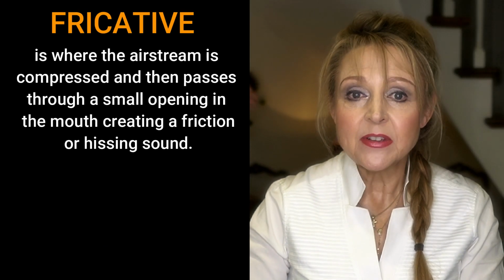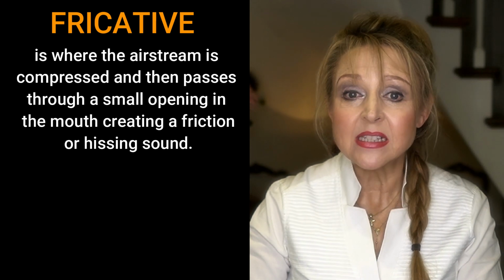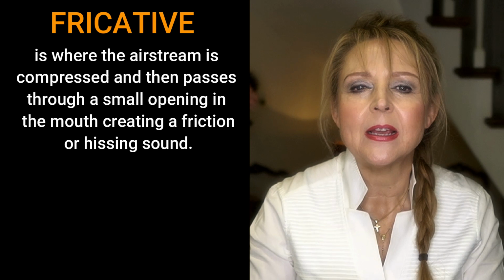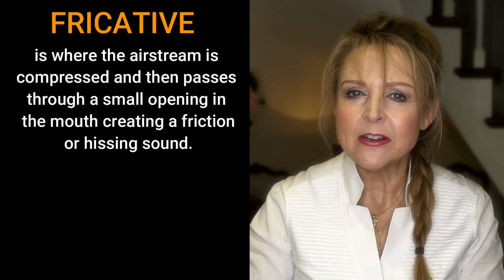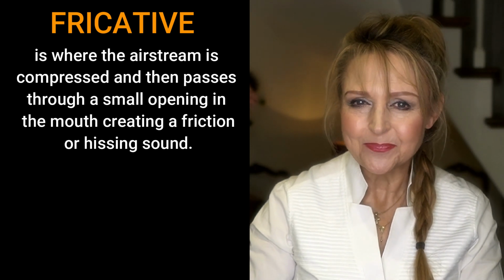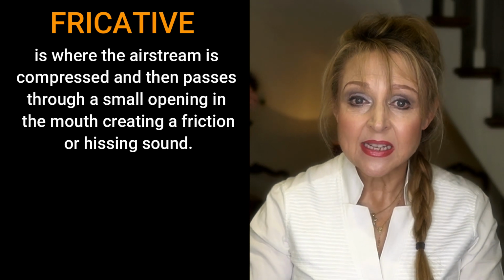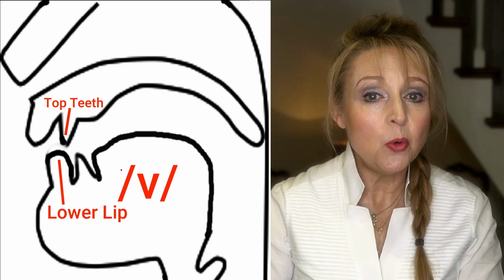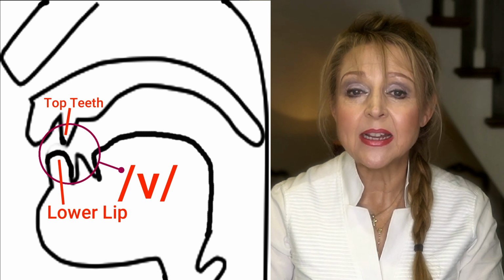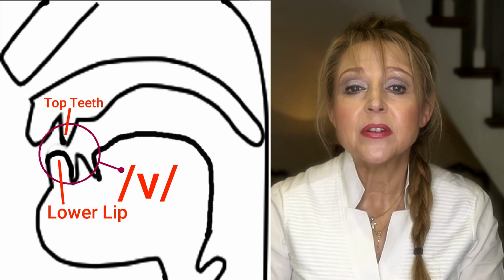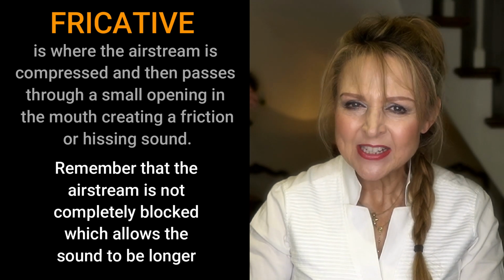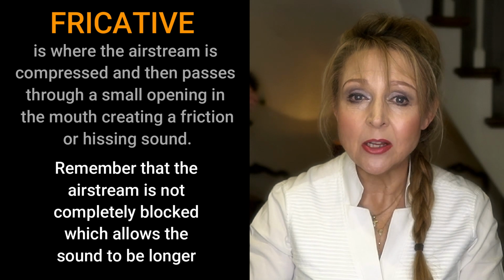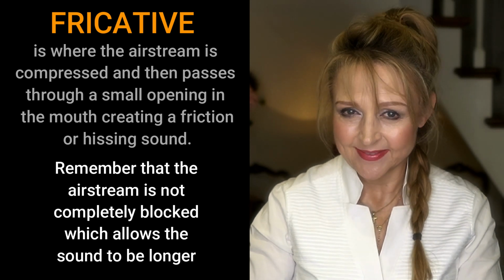So now you know what a plosive is, let's move on to a fricative. A fricative is where the airstream is compressed and then passes through a small opening in the mouth, creating a friction or hissing sound. A good example of this is when you say v by passing air through a small gap between your top teeth and lower lip. V. Remember that the airstream is not completely blocked, which allows the sound to be longer than a plosive.